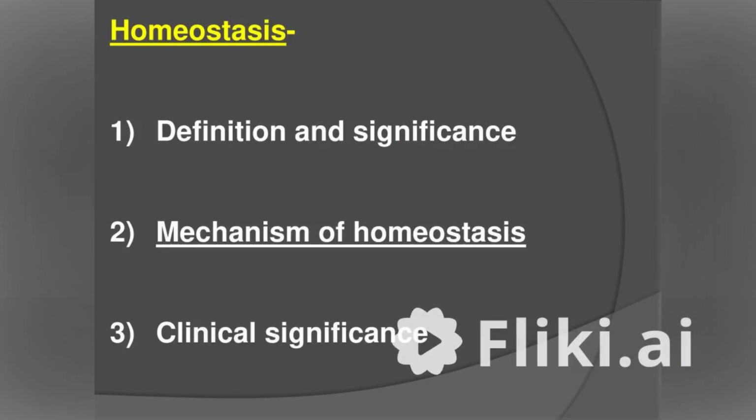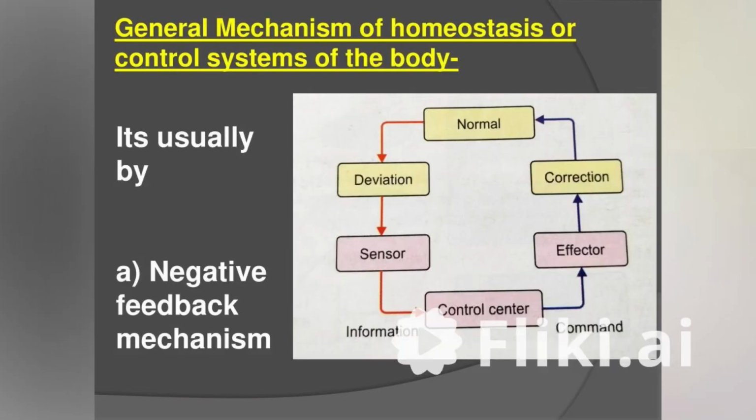Now, second heading or objective, mechanisms of homeostasis. Main mechanism of homeostasis is by negative feedback. For any deviation of important parameter, there is body's corrective response. Means, in negative feedback mechanism, response inhibits the stimulus.